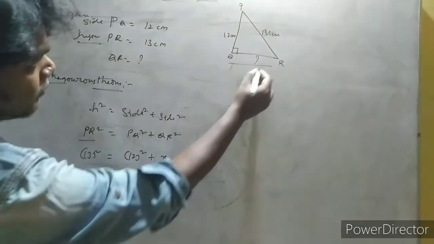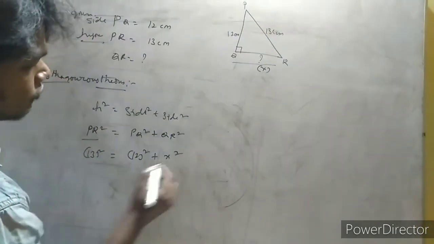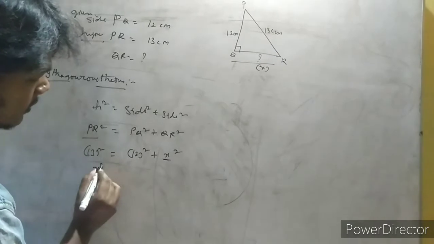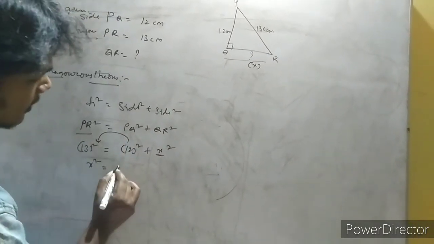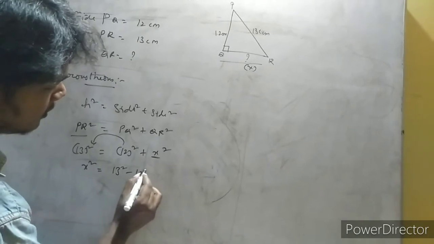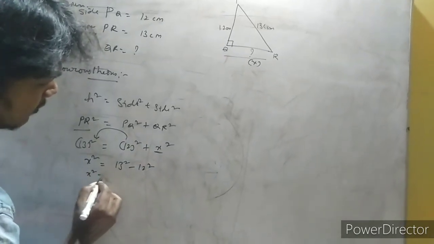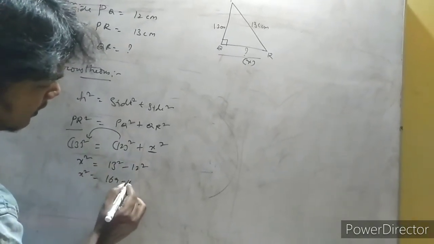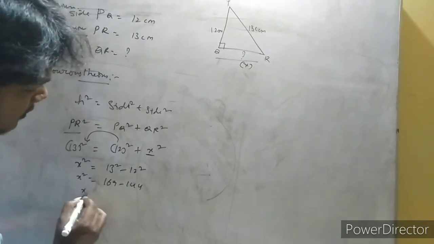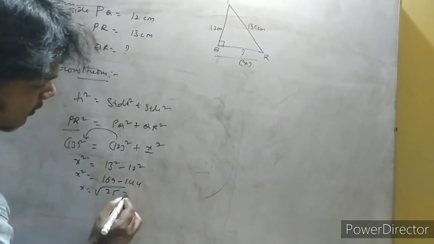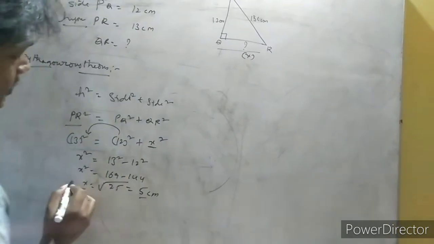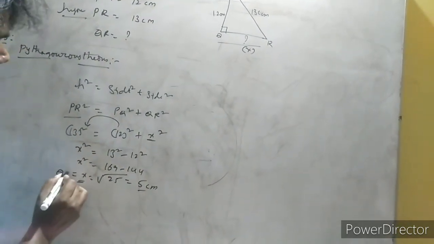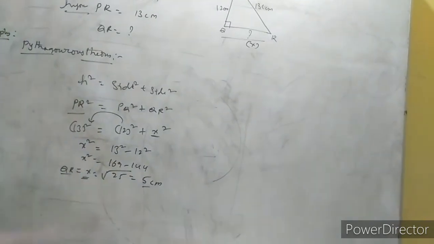QR you don't know, so you can put it as an unknown value x square. To find x square, 12 square comes to this side, so 13 square minus 12 square. x square equals 169 minus 144. So x means root of 25, that is equal to 5 centimeters. The x value is nothing but QR. Then you know the QR value.